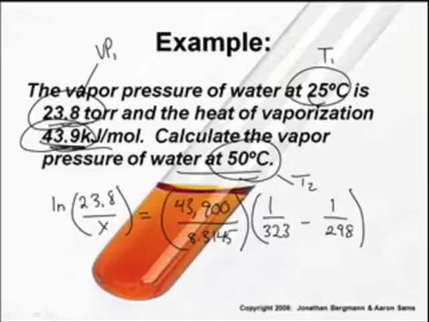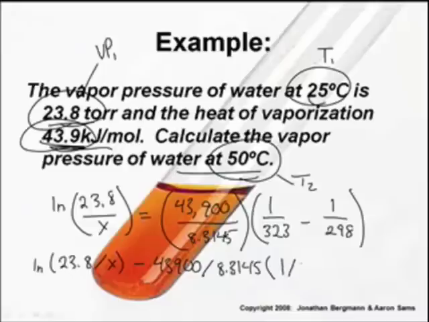I'm not going to teach you mathematically. I would, by the way, do natural log of 23.8 divided by x, parentheses, equals 43,900 divided by 8.3145 times 1 divided by 323 minus 1 divided by 298. I used the solver, and I got the answer. It's 93.7.